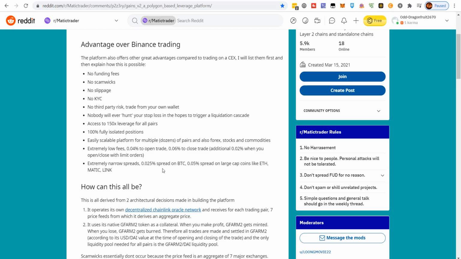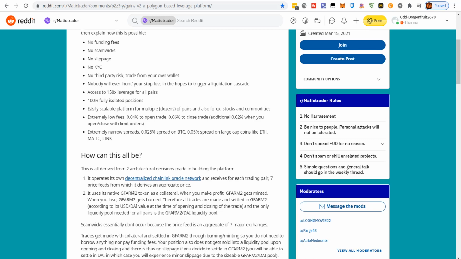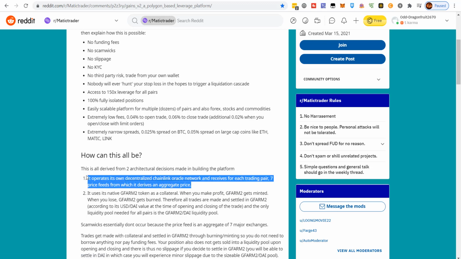How can all of this be? This is all derived from two architectural decisions made in building the platform. It operates on its own decentralized Chainlink Oracle network and receives, for each trading pair, 7 price feeds, which derive an aggregate price. What this means is pulling the price feed using the Oracle network from several different places, so you can't get one isolated crazy scam wick. And the platform itself is not responsible for creating its own price feeds.